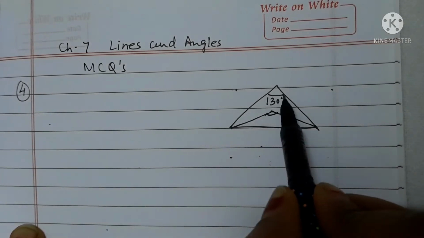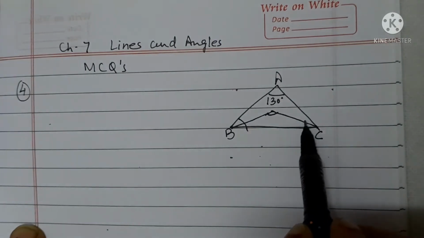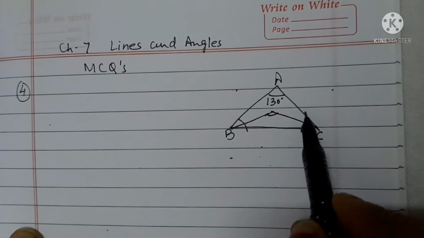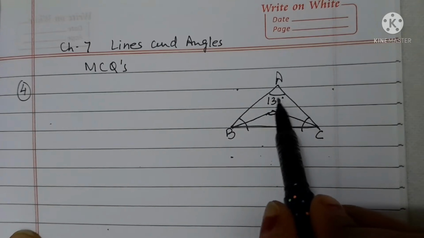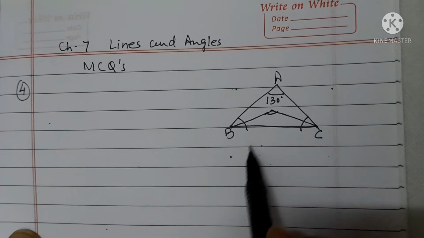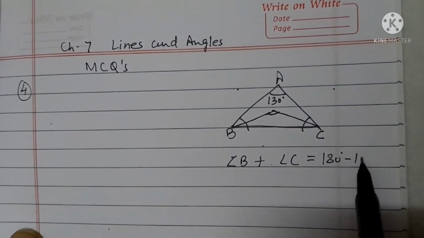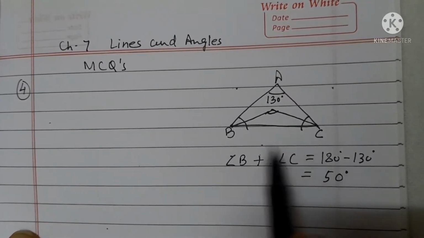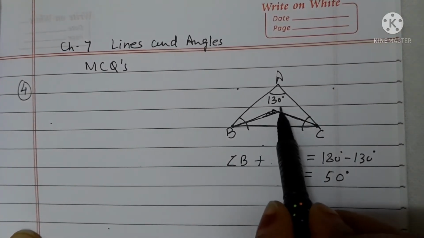So suppose the triangle is A, B, C, and this angle is 130 and the sum of three angles will be 180 degrees. So the other B plus C will be 180 minus 130, you get 50 degrees. Sum of angle B plus angle C is equal to 180 minus 130, you get 50 degrees. And if these are bisectors, give the name O.